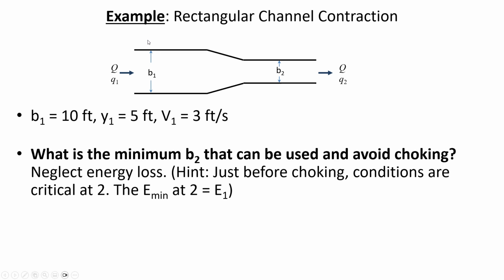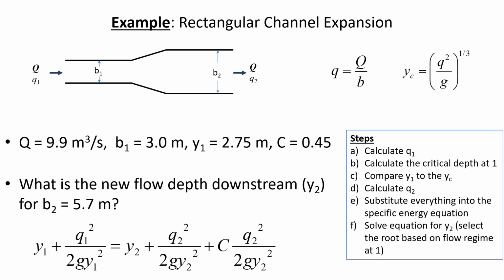But this example asks, what if we kept making the channel narrower and narrower? Eventually, we'll get to the point where it's so narrow it's going to choke the flow. There's an upper limit to how narrow it can be. The same isn't true, by the way, of an expansion. There's no expansion width where you make it so wide and suddenly it chokes the flow upstream.